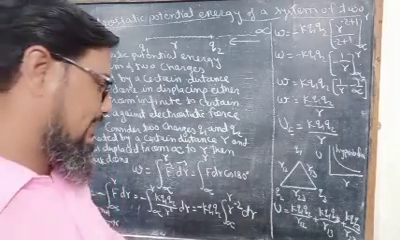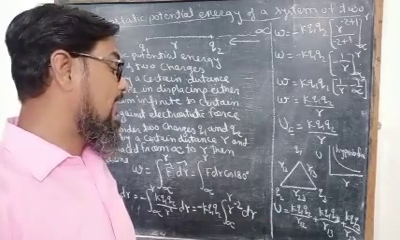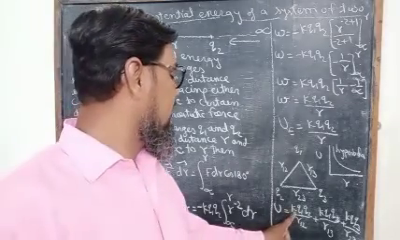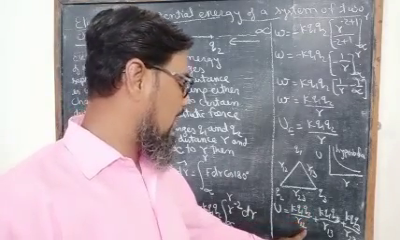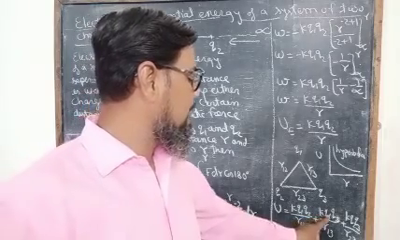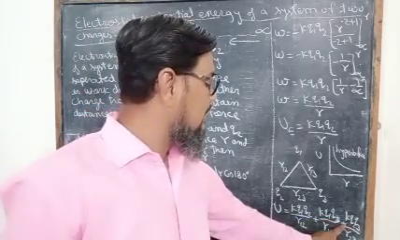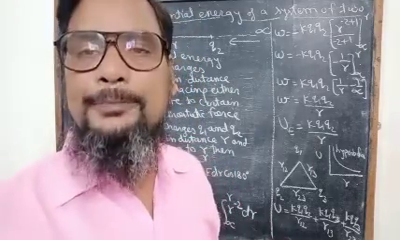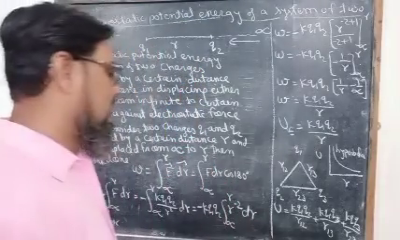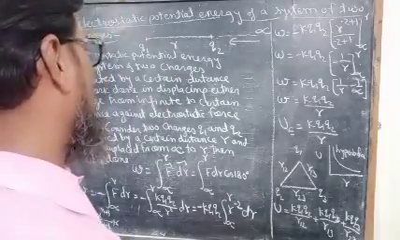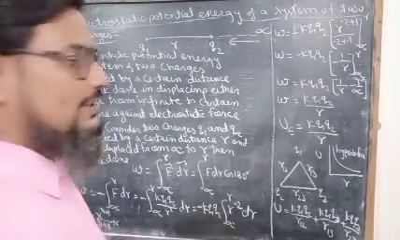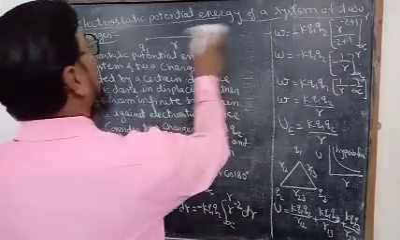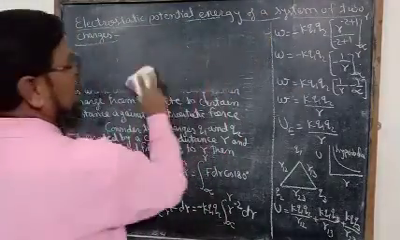If a triangle is given to us, then the potential energy can be calculated just like that: K Q1 Q2 upon R12 plus K Q1 Q3 upon R13 plus K Q2 Q3 upon R23. This is the potential energy of a system of three charges, and all the three charges are situated at the vertices of a triangle.